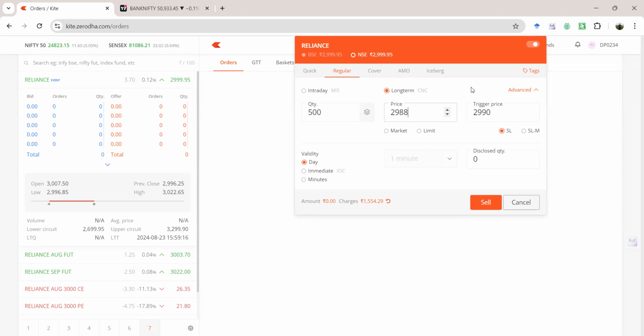This is for stop loss order. Yes, stop loss order. We have trigger and price in a stop loss order. For market or stop loss market, what will happen? As soon as the price is triggered at the stop loss level, a market order will be placed and it will exit completely at whatever is the possible price, but execution will be complete.